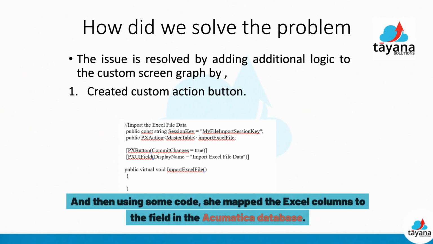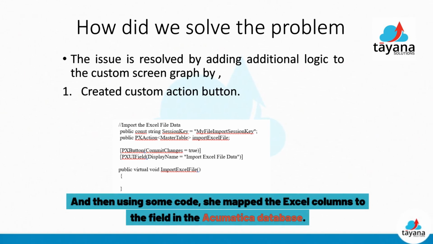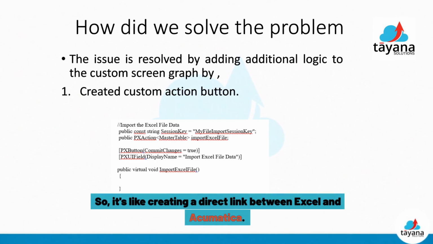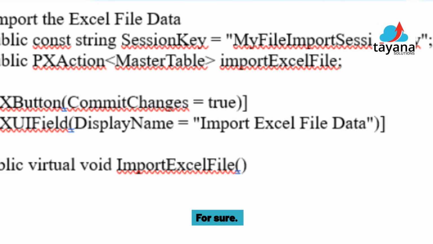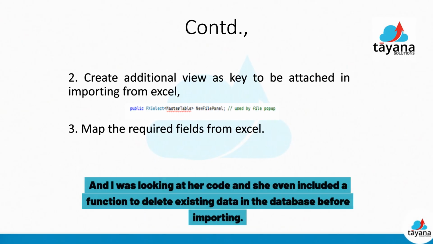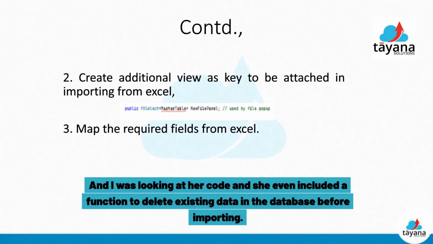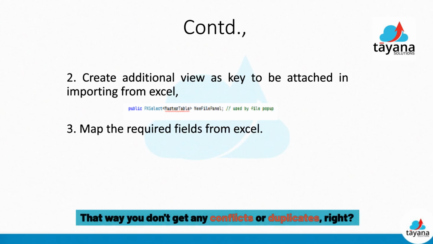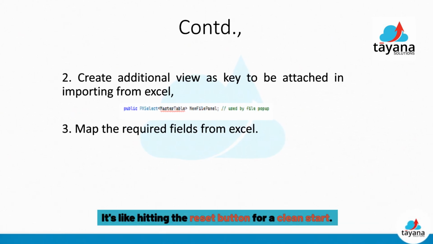Oh, interesting. And then using some code, she mapped the Excel columns to the fields in the Acumatica database. So it's like creating a direct link between Excel and Acumatica. That's clever. And I'll bet it saves a ton of time. Oh, yeah, for sure. No more manual data entry. And I was looking at her code, and she even included a function to delete existing data in the database before importing. Smart. That way you don't get any conflicts or duplicates. Right. It's like hitting the reset button for a clean start.